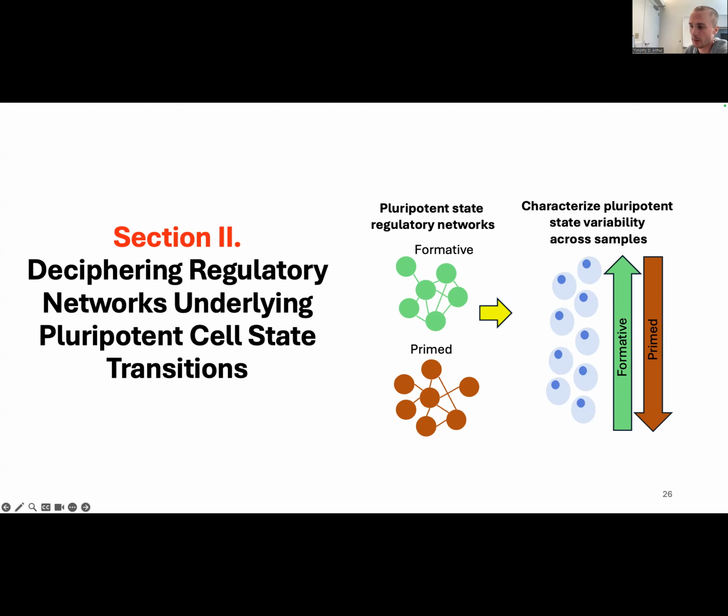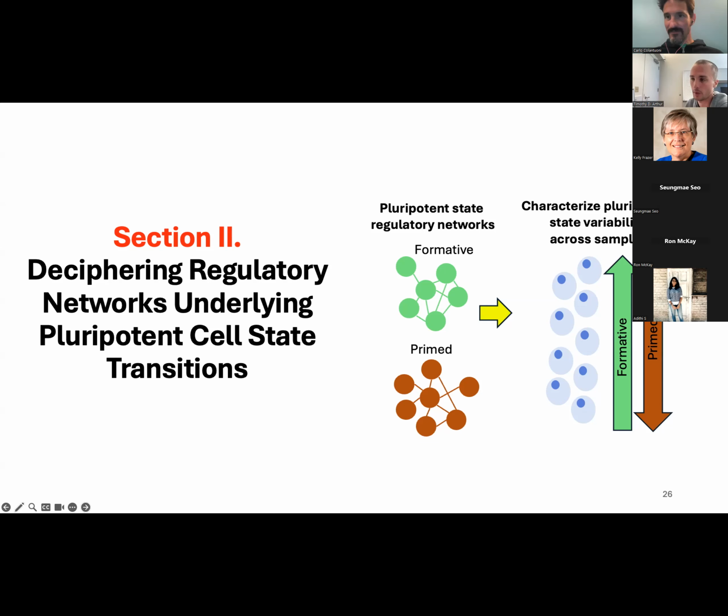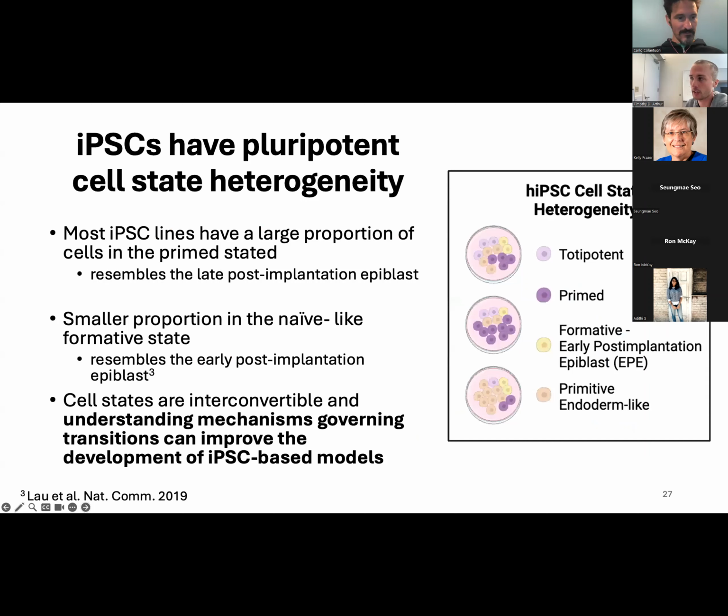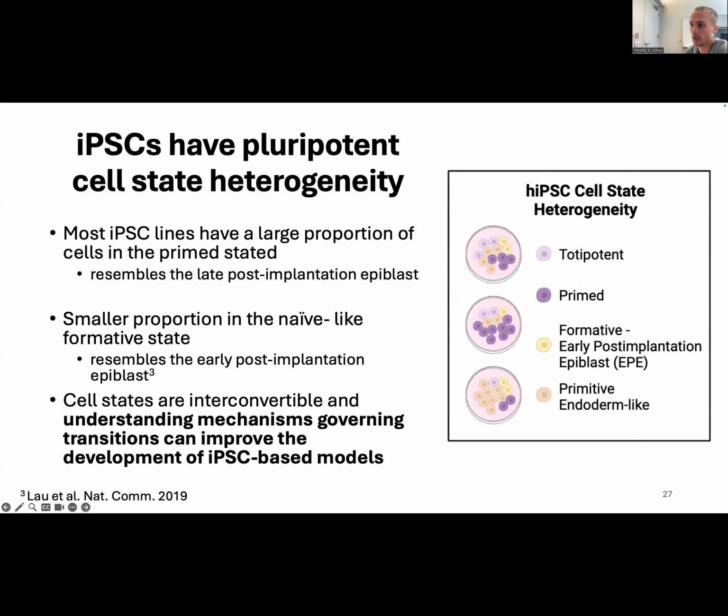So this paper is published in Nature Communications if you're interested and want to follow up. It's essentially looking at the variability of pluripotent cell states across many lines. As I highlighted earlier, we have over 200 lines of iPSCs. So this enabled us to look at things like the proportion of the primed state and formative state across all of our lines.